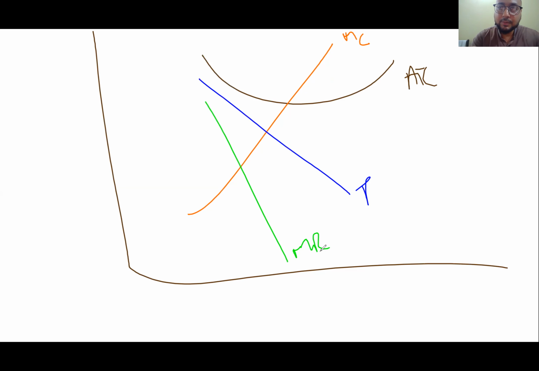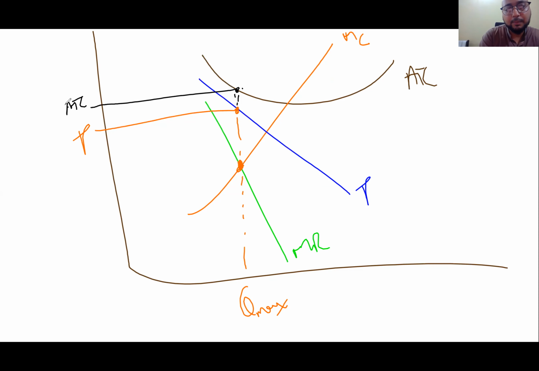So where we need to produce, where MC is equal to MR. So MC is equal to MR at this point. By producing Qmax, what is the price? Price on the price line. And what is the cost? Cost is on the cost line. Here we go. So this point A, B, C, D, I'm going to fill it with red color. So this rectangle we call loss.